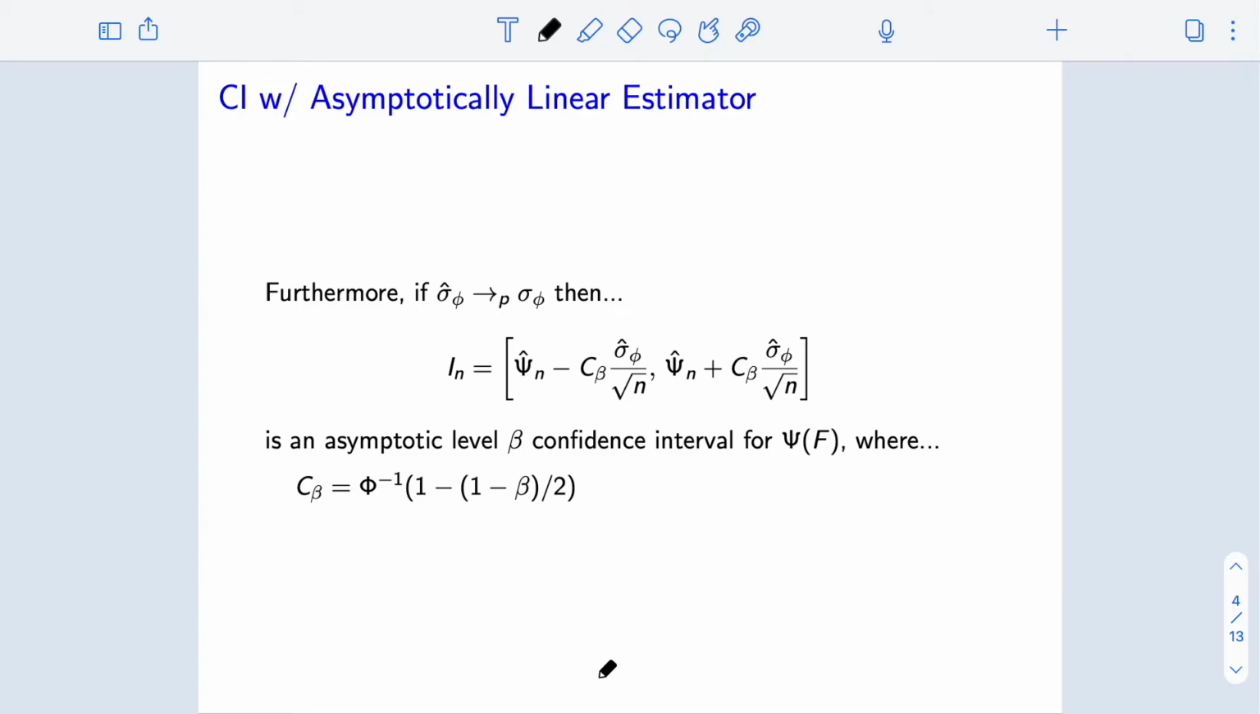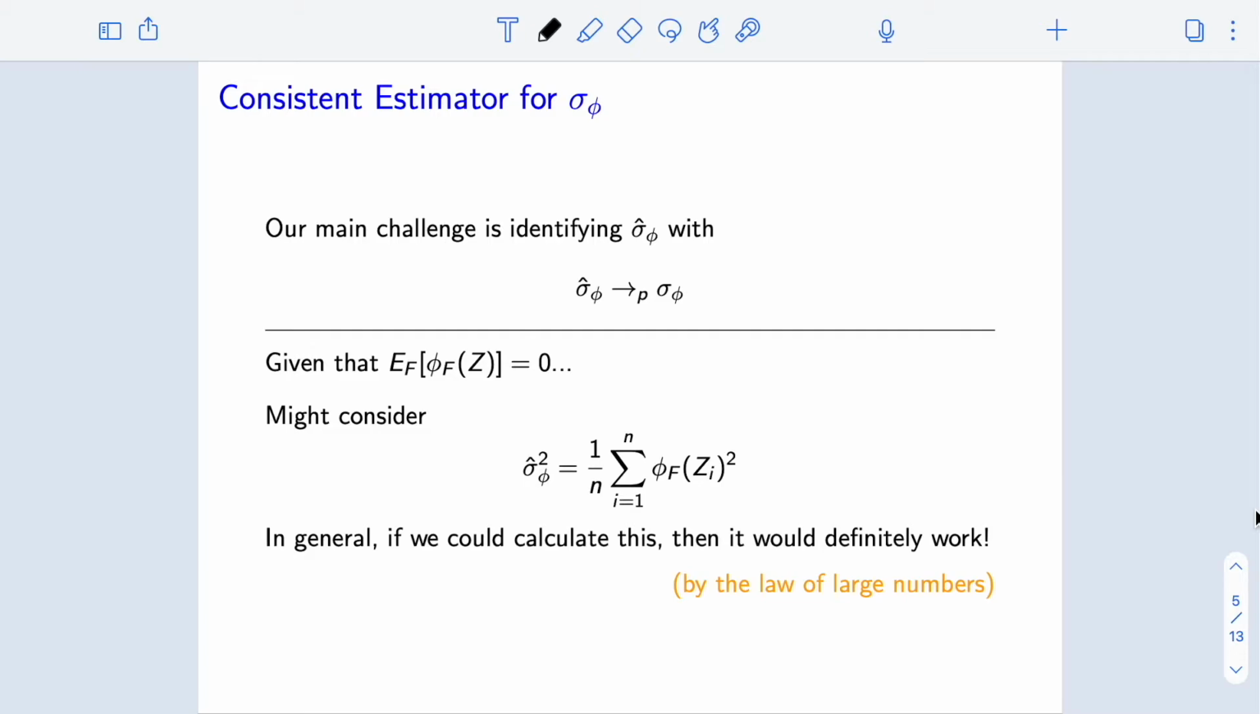So that holds essentially equivalently when we're thinking about asymptotically linear estimators and using them to form confidence intervals for parameters. One tricky part here, however, is going to be getting this consistent estimator of the standard deviation of the influence function. So to estimate the standard deviation of the influence function, we could first estimate the variance of the influence function and then take the square root. And we know that if we have a consistent estimator for the variance of the influence function, when we take that square root, it will give us a consistent estimator for the standard deviation.